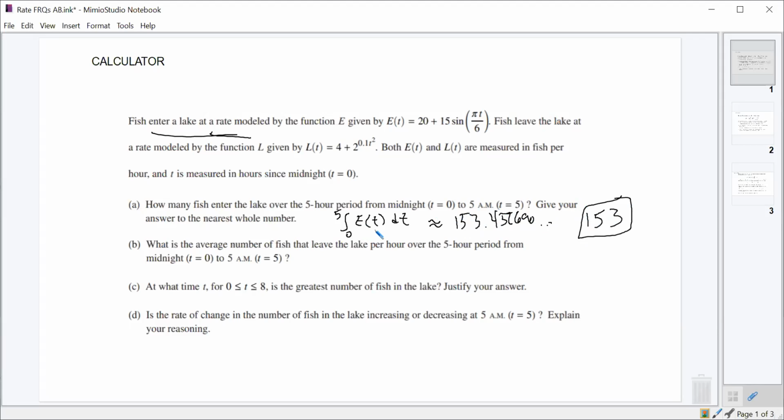1 point for setting up the integral properly. And you don't have to write out 20 plus 15 sine pi t over 6. You can just write E of t. That's fine. Or if you want to write it out, that's also fine. And 1 point for the final answer of 153.